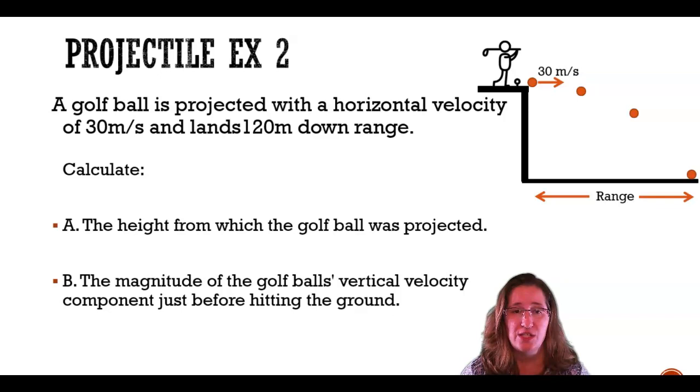So the question is, in this case, they told us where it lands, 120 meters downrange, which would be something I think you could find out at Top Golf. So when they say range, they mean this horizontal distance, so that's x in the x direction. We want to know how high the guy was to begin with when he hit the ball, and we want to know its vertical velocity just before hitting the ground.